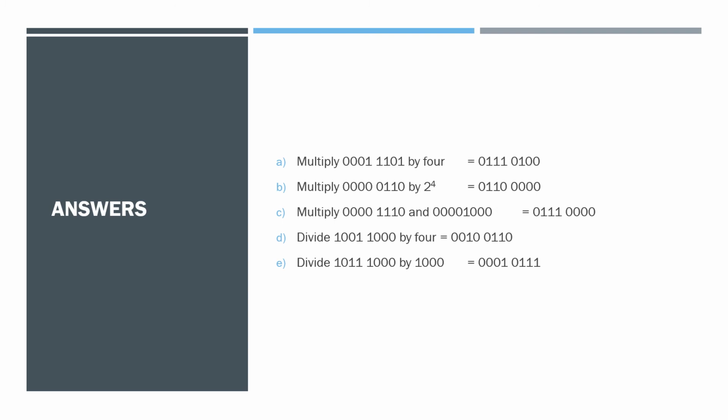And there are the answers. You'll notice that I've done the questions in a range of different ways. Sometimes I've given the number that you have to multiply by as a word. Sometimes I've given it as a power of 2, and sometimes I've given it as a binary number. And the principle is the same in all cases, and I don't know what's going to come up in the exam, but I think you should be able to do all of those.